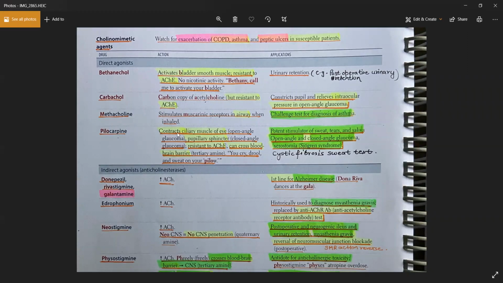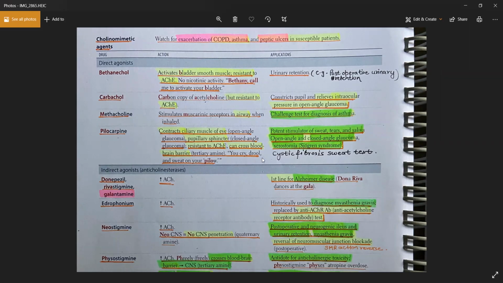So you use this drug for the Sjogren syndrome treatment. And you guys remember the cystic fibrosis sweat test, where you induce sweating and check for the electrolyte imbalance in the sweat. If you get a high concentration of chloride in the sweat, that means it is a case of cystic fibrosis.